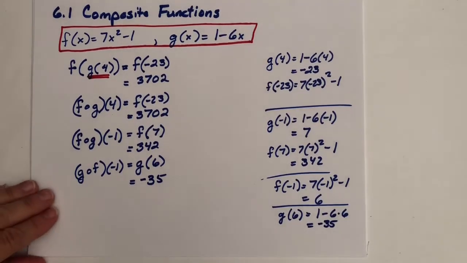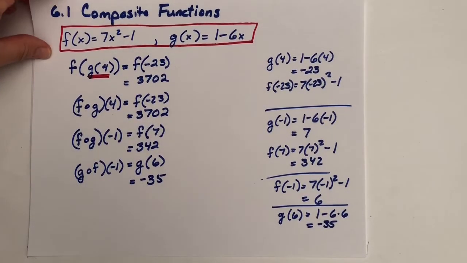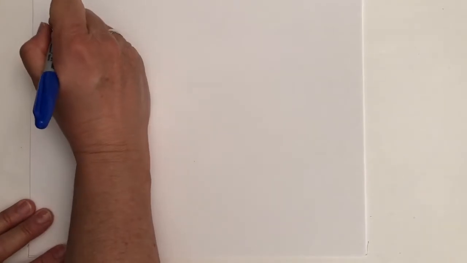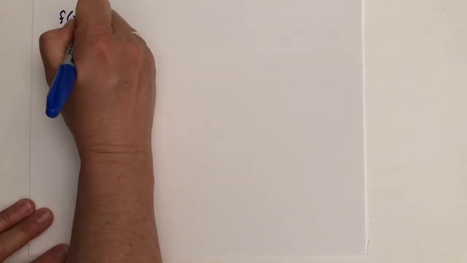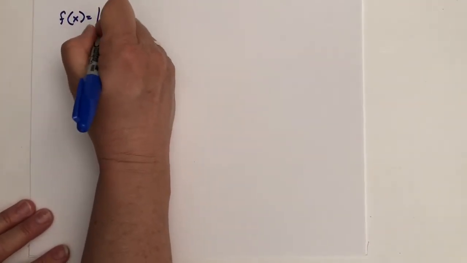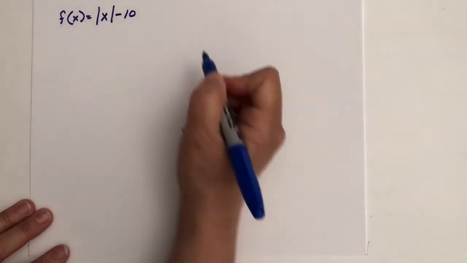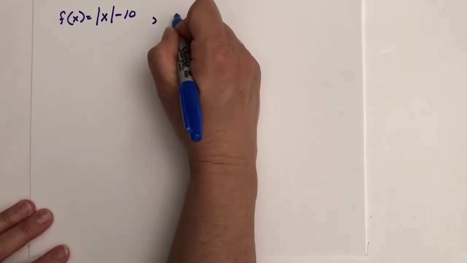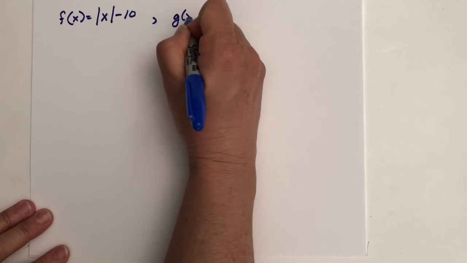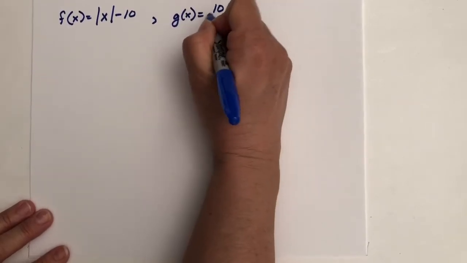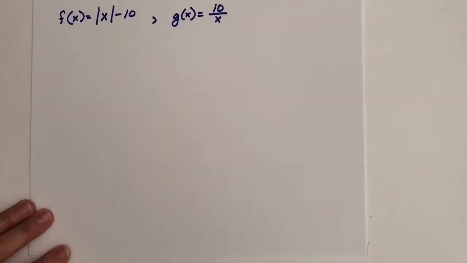Let's do another one. Let's work with a couple new functions. Let's use f of x equals the absolute value of x minus 10. And we'll just have g of x equal 10 over x. So here are our two functions.